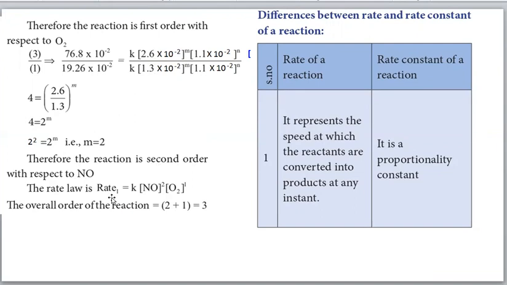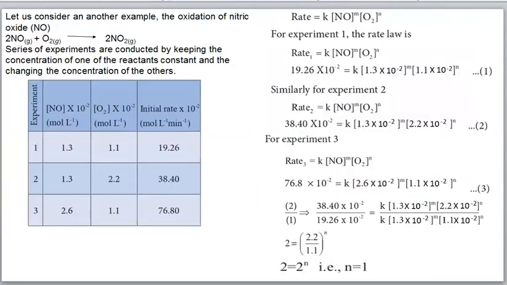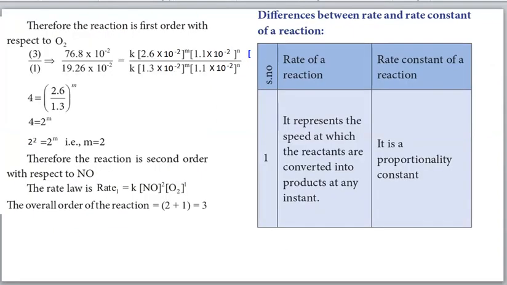The rate law is rate equal to k into nitric oxide concentration power 2 into oxygen concentration power 1. It comes from this experiment, this value only. M and n values are substituted, only that much. Okay. The overall order of the reaction is equal to, these two powers we can add, 2 plus 1, so equal to 3.